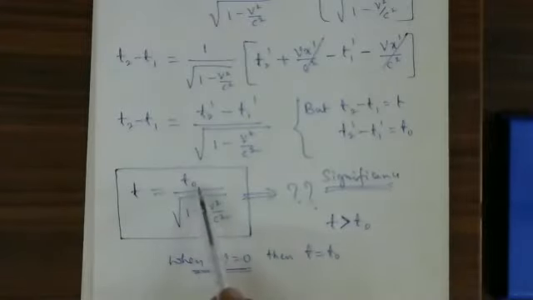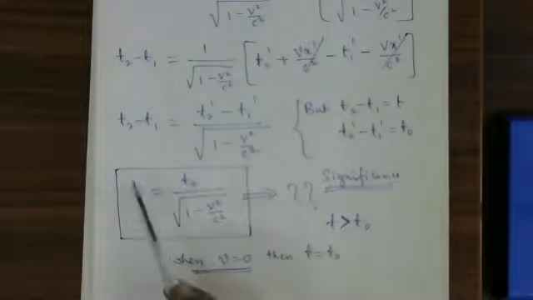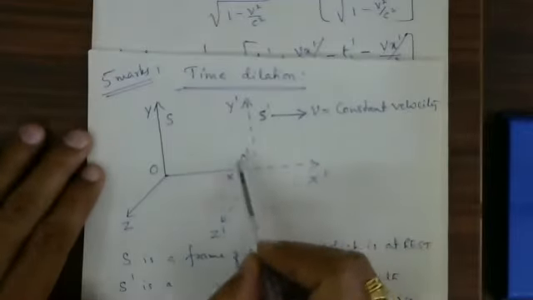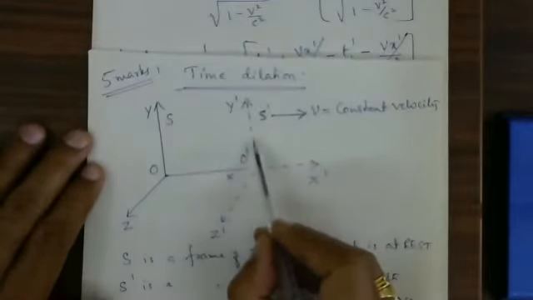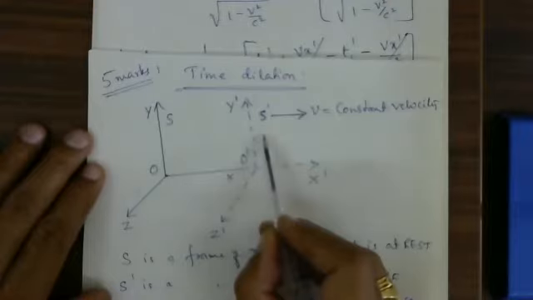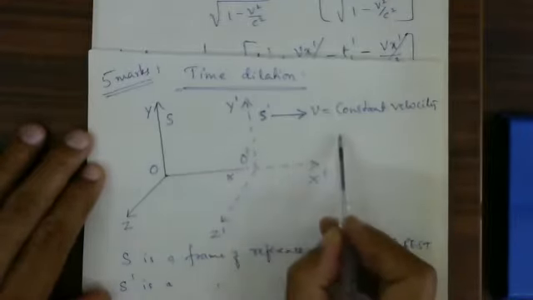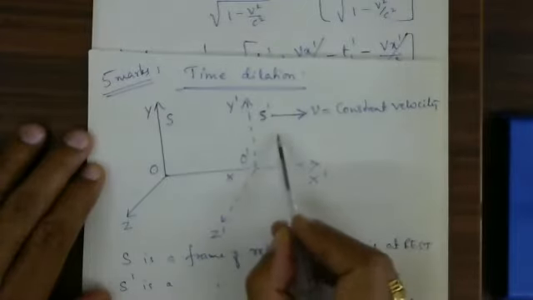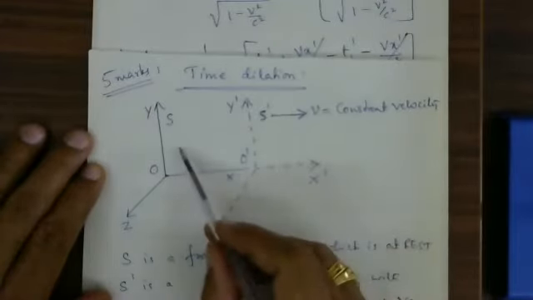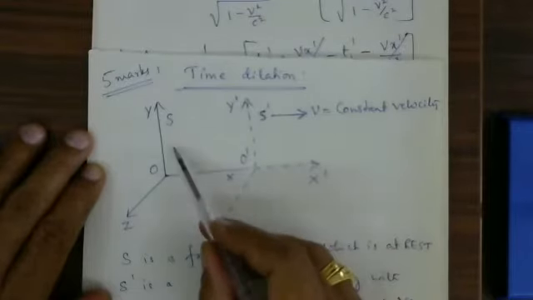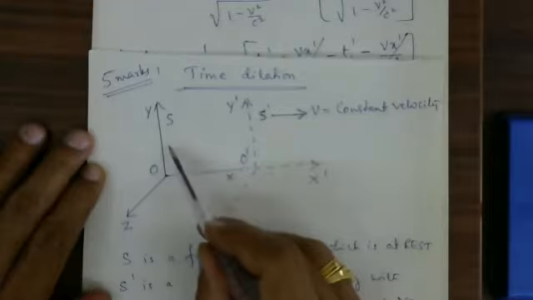T naught is a constant I can consider, but T goes on increasing. So let us consider this a frame of reference which is moving. If you are present in this frame of reference, moving with a high speed, then compared to here, your watch is going to get slower than that of another watch which is present on the Earth's surface.